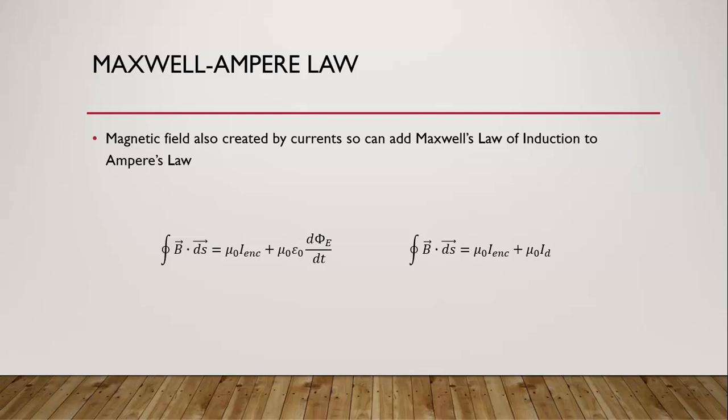So if we actually looked at what this would look like, here are the two forms we see this equation in. The form on the left has electric flux on it. The form on the right has this term I_D in it, which is what's called displacement current. Essentially, displacement current is the effect on current that changing the electric flux has.